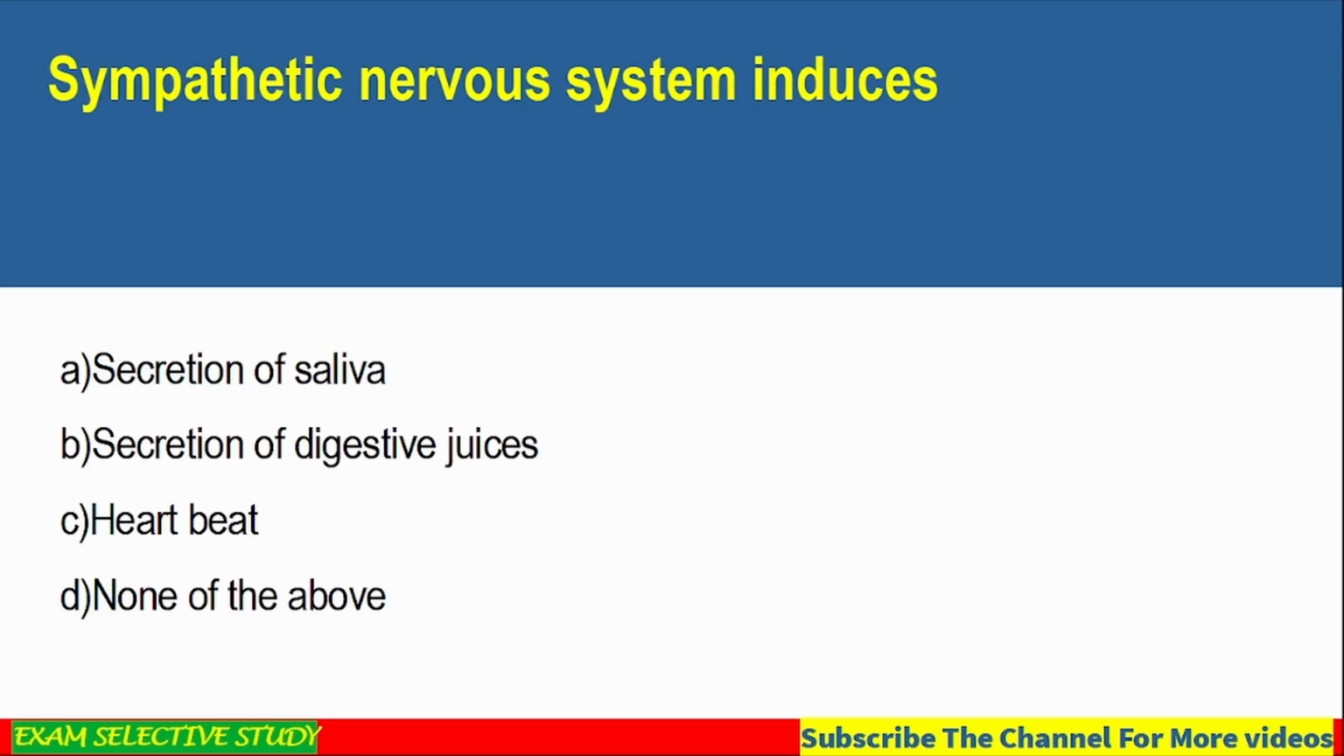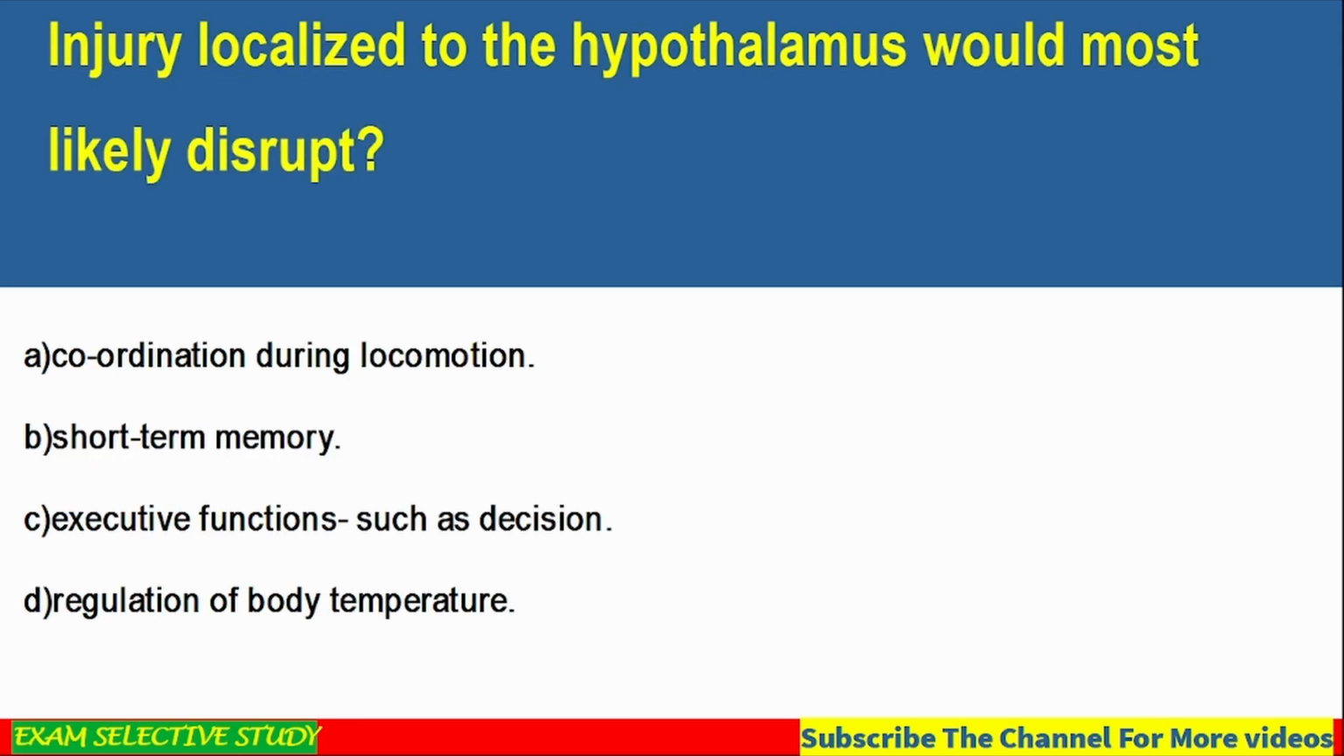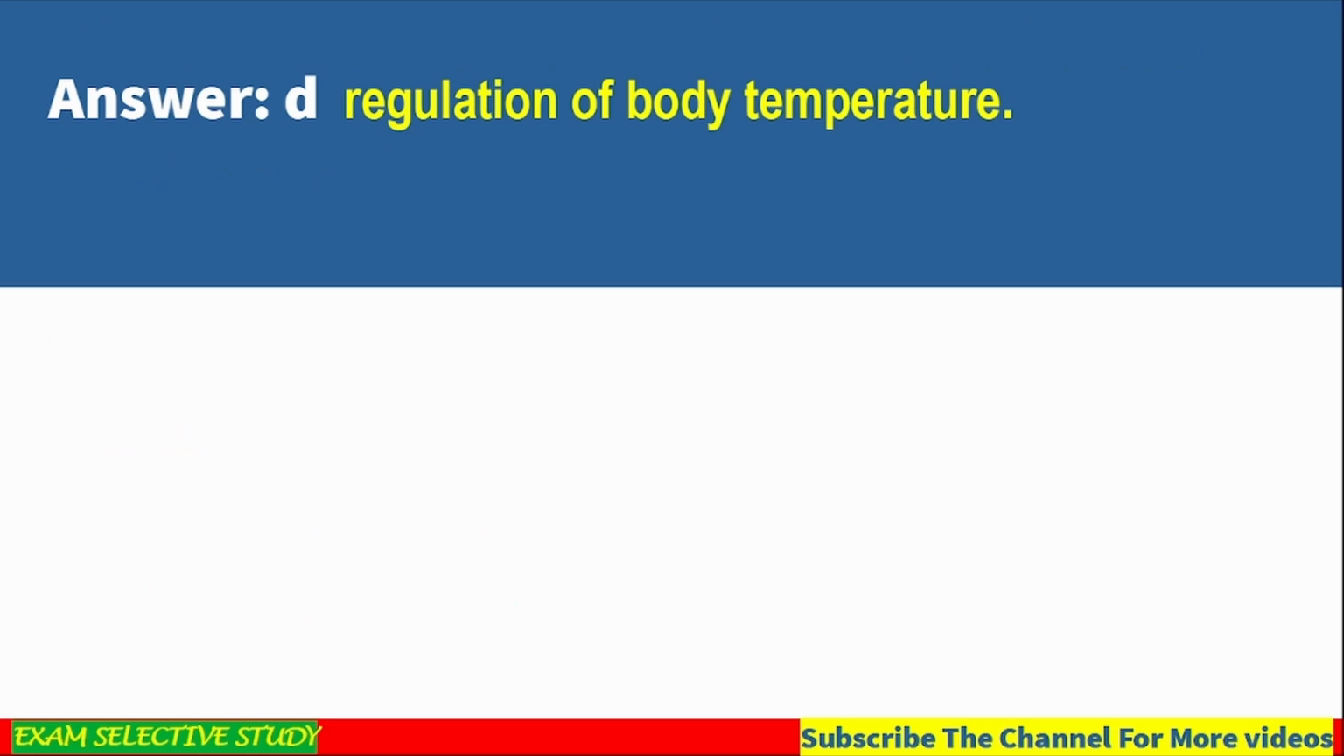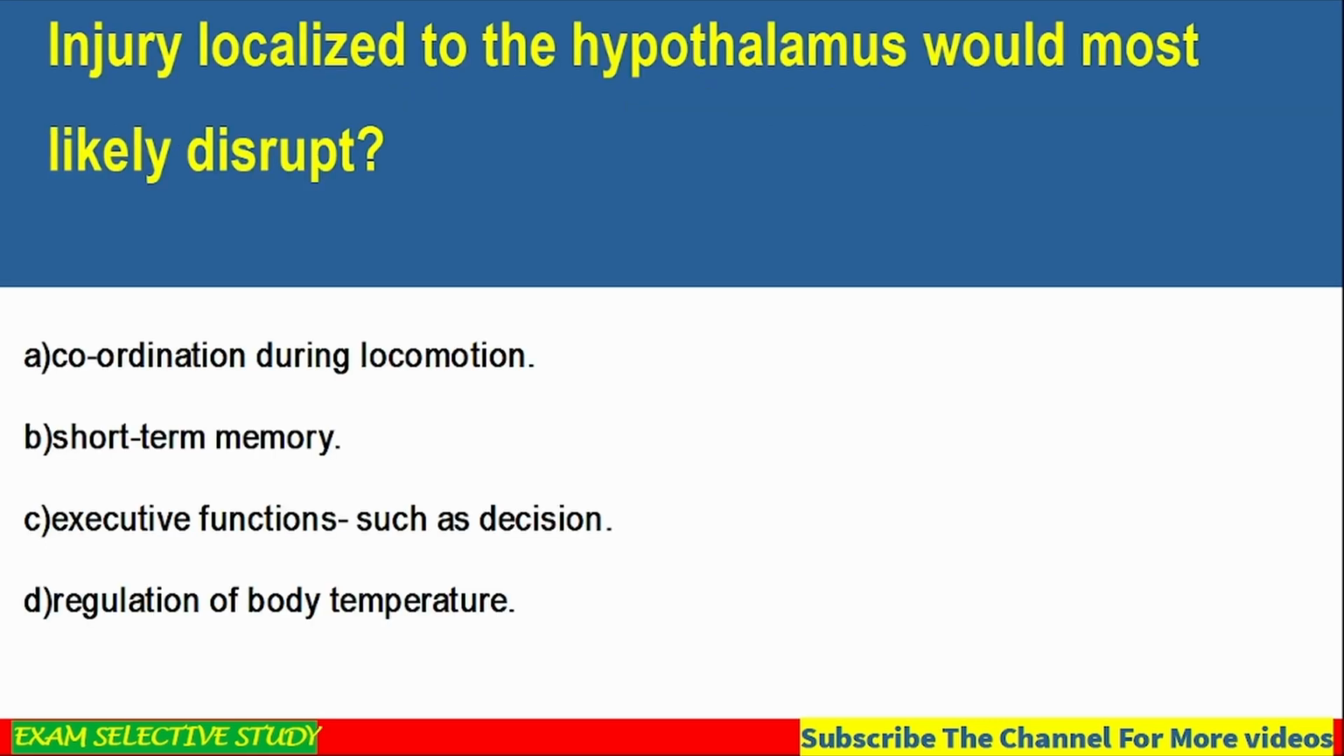Next question, sympathetic nervous system induces. Options: secretion of saliva, secretion of digestive juices, heartbeat, none of the above. Answer: heartbeat. Sympathetic nervous system induces heartbeat. Next question, injury localized to the hypothalamus would most likely disrupt. Options: coordination during locomotion, short-term memory, executive functions such as decision, regulation of body temperature. Answer: regulation of body temperature.